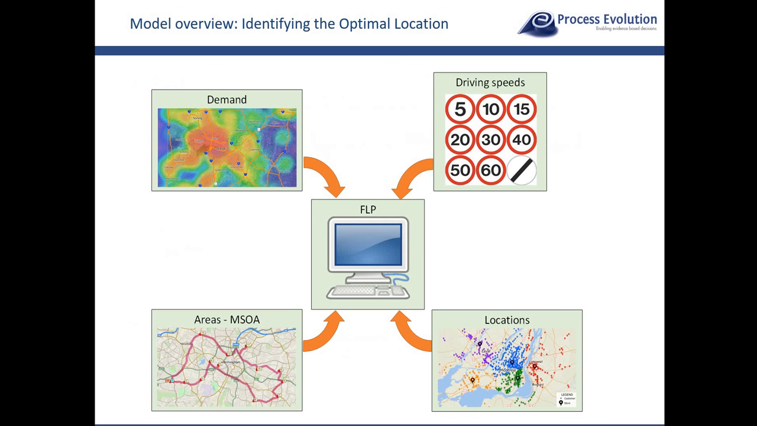Finally, when we look at the FLP model itself, there are 4 key inputs that we look at. So the levels of demand that are being applied, areas in terms of the areas that we have, the different locations, potential bases that we'd be willing to use, and driving speeds as well. So Facility Location Planner uses the HERE drive speeds calculated from Maptitude in order to give a realistic view of how long it would take to get from any particular location to an area.